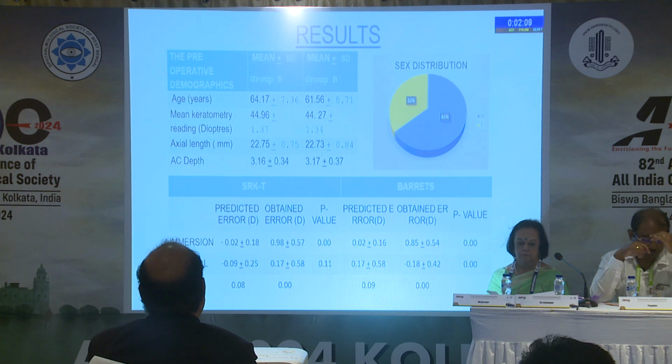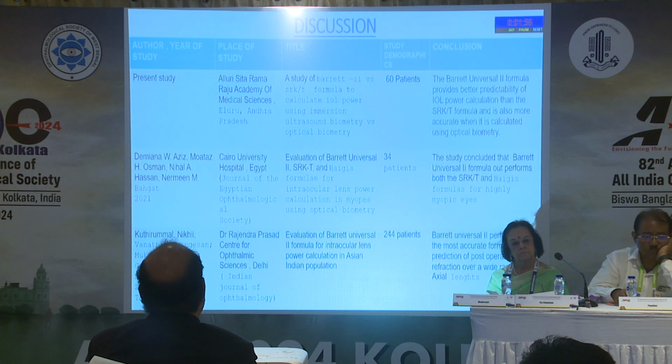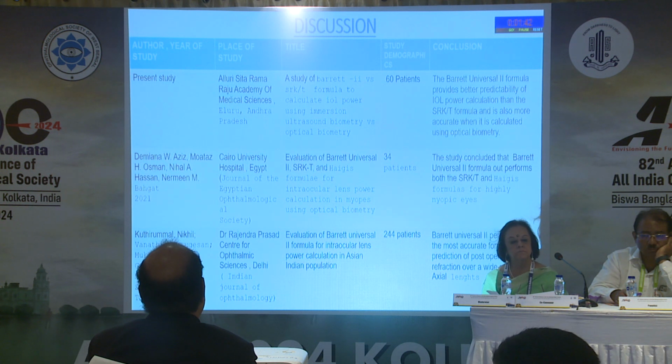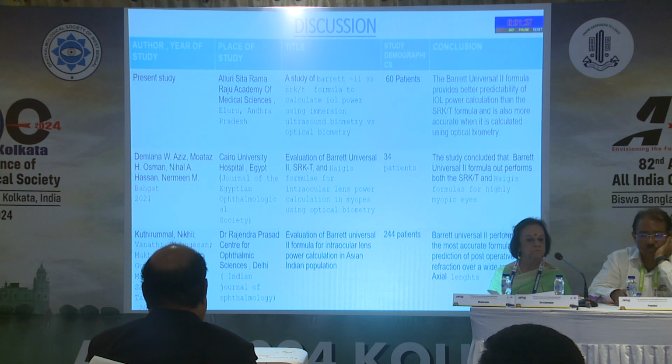In results, there is no significant difference in predicted error in both the groups, and there is a significant difference in the obtained error in both the groups and within the groups. In the discussion, in Dimiana et al., with 34 patients, the study concluded that Barrett's Universal 2 formula outperforms both the SRKT and Haigis formula for highly myopic eyes. Whereas in Kutumalol et al., with 244 patients, Barrett's Universal 2 was the most accurate formula in the prediction of post-operative refraction over a wide range of axial lengths.